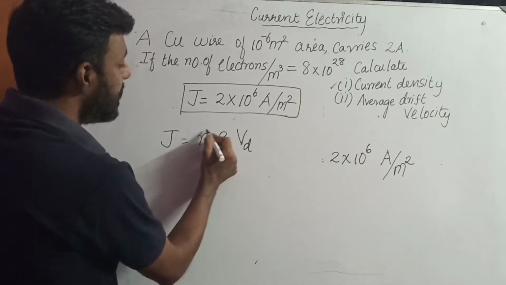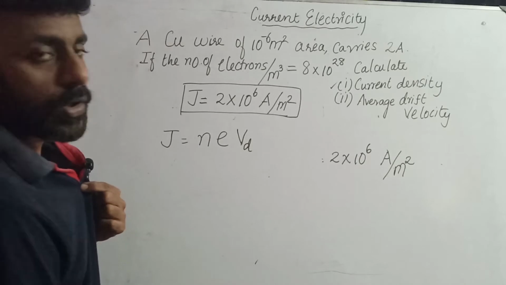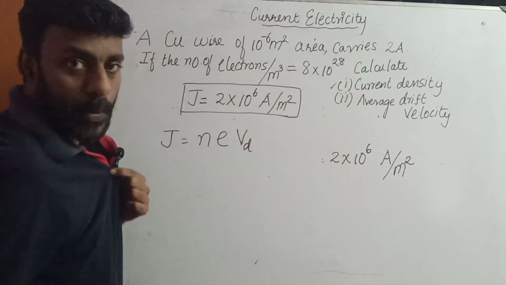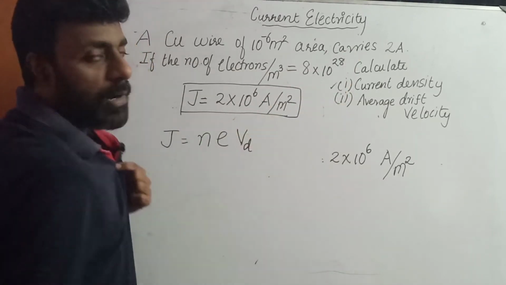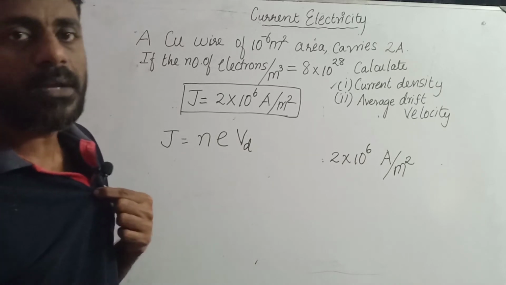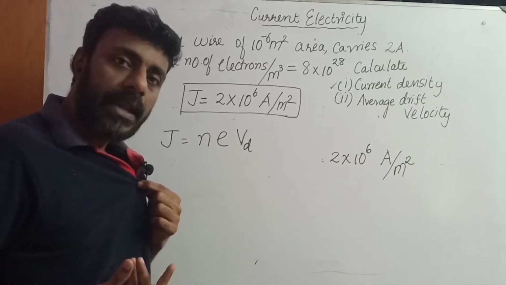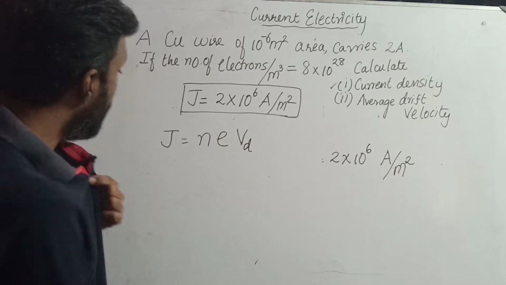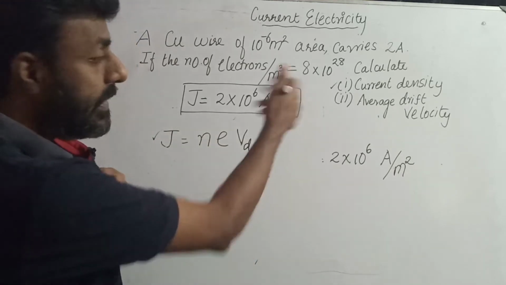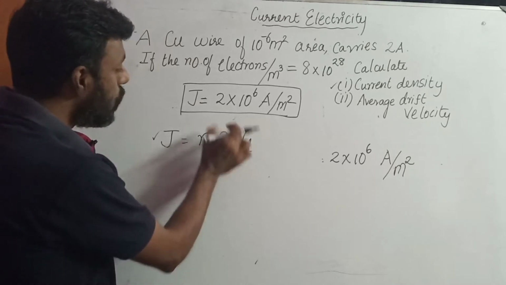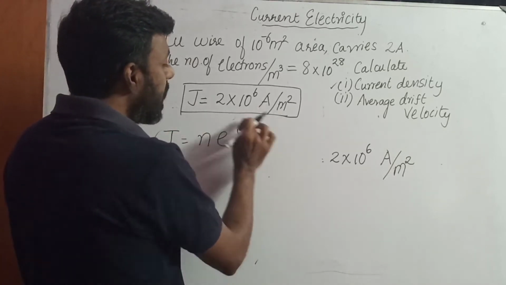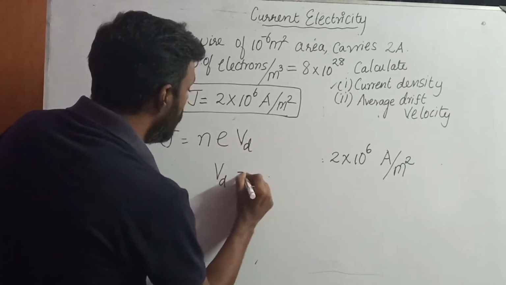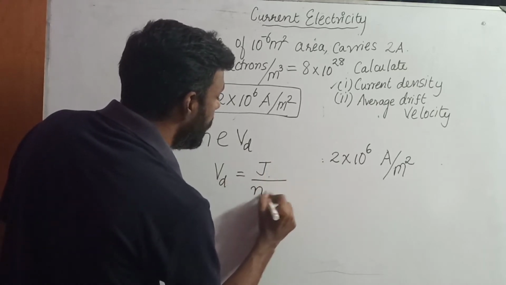What does N stand for? N stands for the number of electrons, which is 8 into 10 to the power 28. What is E? E is the charge of an electron, which is 1.6 into 10 to the power minus 19 coulombs. And Vd is the quantity that we are supposed to find. We already have the value of current density J. With three quantities in hand, it is easy to find the fourth. So Vd is equal to J divided by N E.